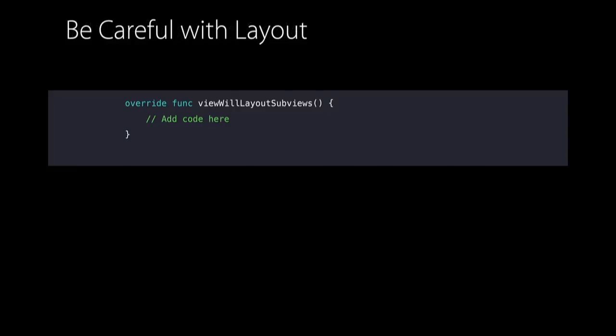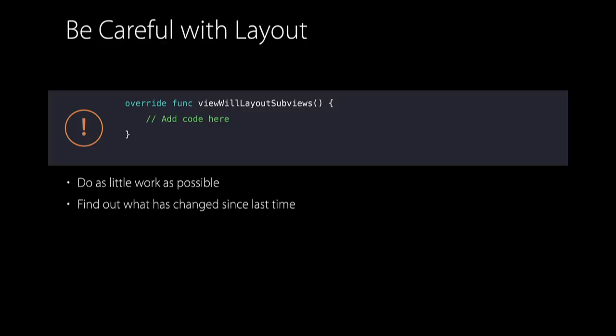Now, it's important to be careful here, because this is a very hot path. This is called very often for reasons outside of your control. So do as little work as you possibly can in this method. Ideally, you would find out what's changed since the last time it was called, and then do as little as you can to update based on that change. So change only the attributes of views that you absolutely need to change.